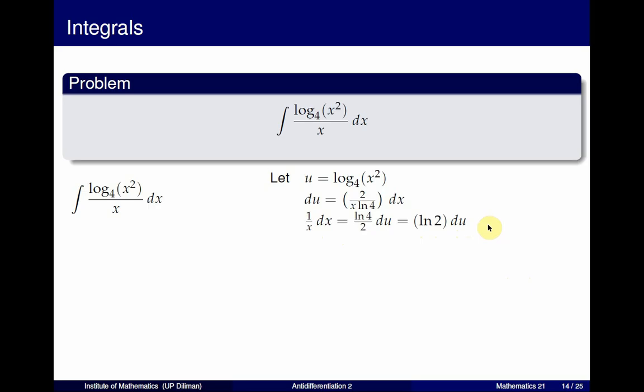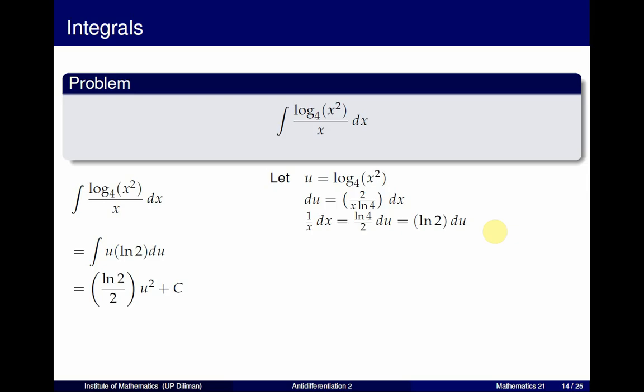And we will now change the integral. So the integral becomes log of x squared to the base 4 is u, and then 1 over x dx becomes ln of 2 du. And again, ln of 2 is just a constant multiplied to a function u. So the integral of u times ln of 2 du is ln of 2 over 2 u squared plus c. Recall, this is just the power rule for integration. We have successfully evaluated the integral.